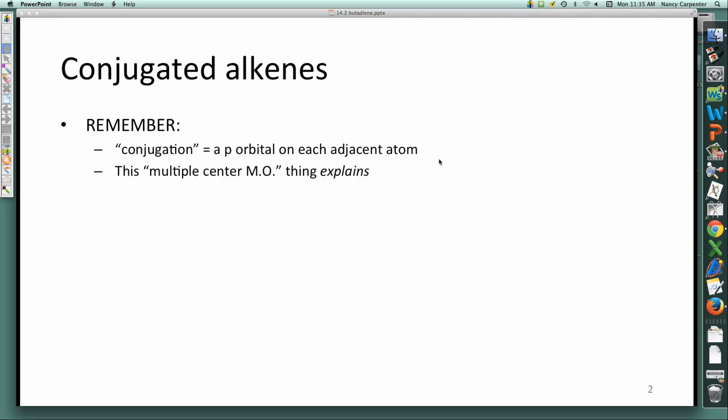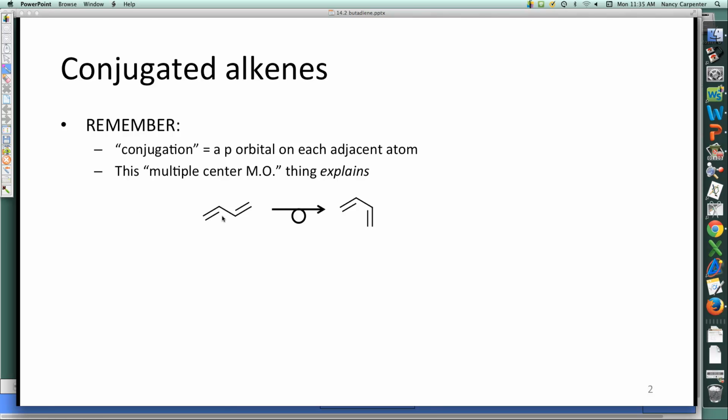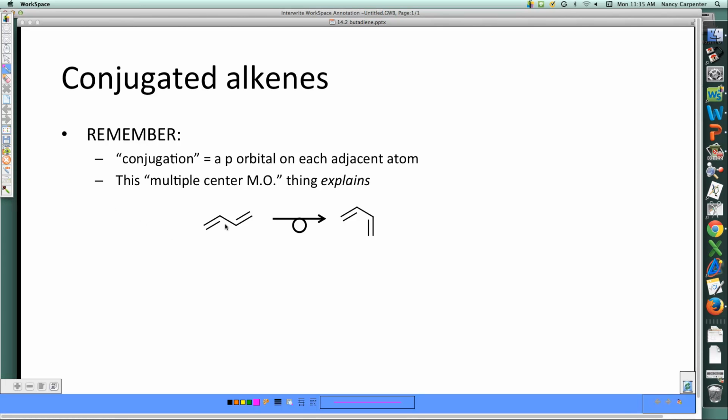So, that's a key. And the other important thing to remember is that this is all about these multiple center molecular orbitals, and the reason why is because it explains things that we observe in the lab. For example, with butadiene, when we try to rotate around that central C2-C3 single bond, something's kind of weird. There's some resistance here. It doesn't really rotate so freely.